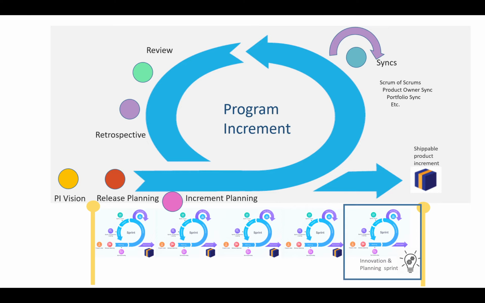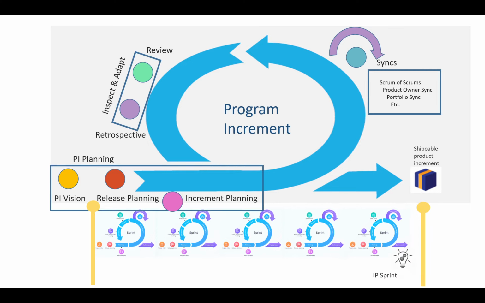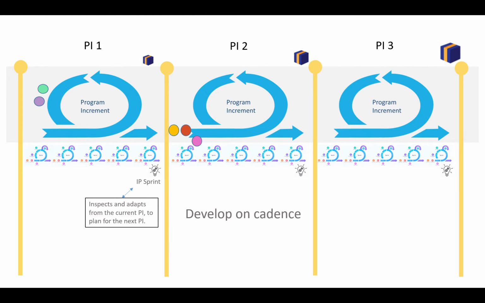Now, these program increment activities can be grouped. There are the planning activities that collectively form PI planning. Then we have those regular synchronization activities, typically twice a Scrum, so that we can coordinate activity. And finally, the review and retrospective events, along with some other activity, are handled as an event called Inspect and Adapt. Now, after one program increment, there is another, then another, then another, each adding to the shippable product offering by this development on cadence approach.